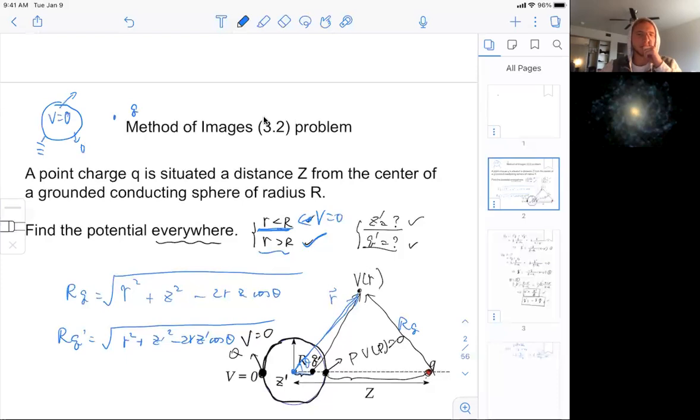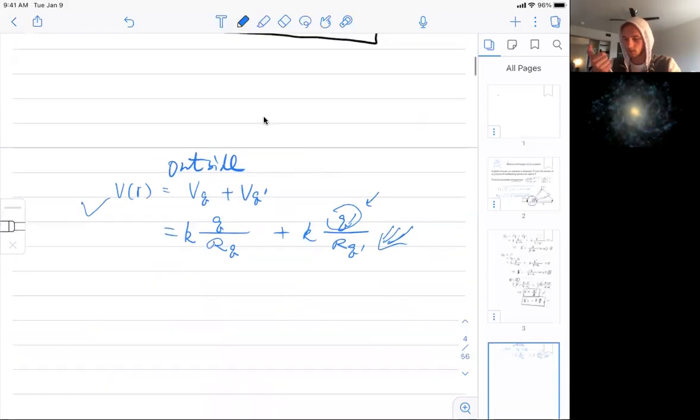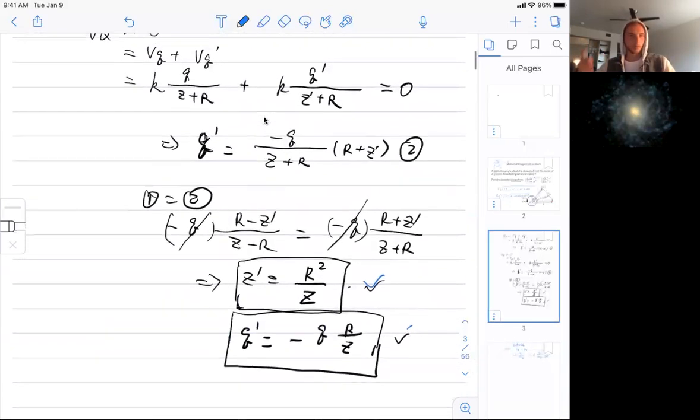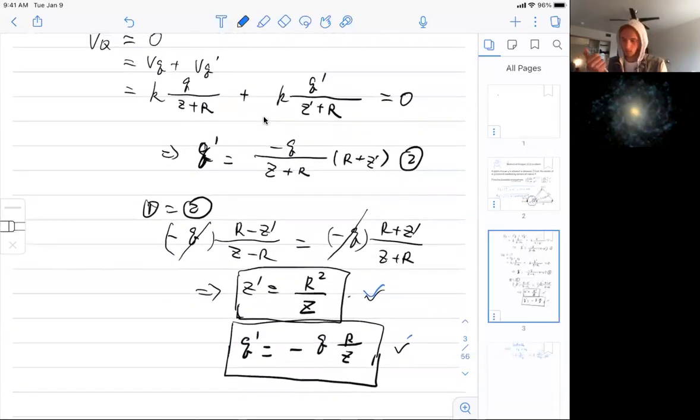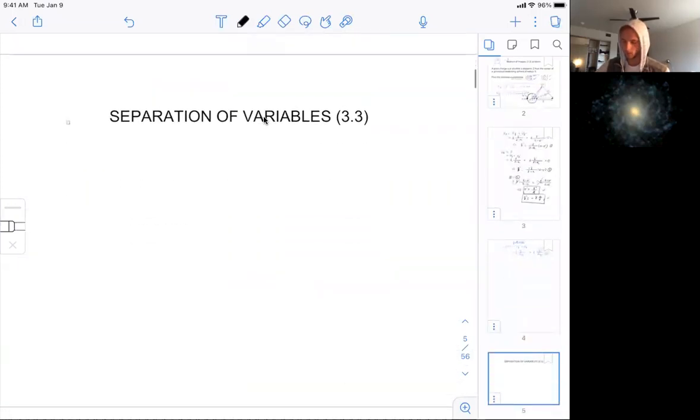Okay, so this is one more example of how a method of images could be useful. All right, so you can see there are really only a handful of situations we can solve with the method of images. We want to be able to find more universal and more general solutions, to solve for more general situations. That's why we're going to this third topic called separation of variables.